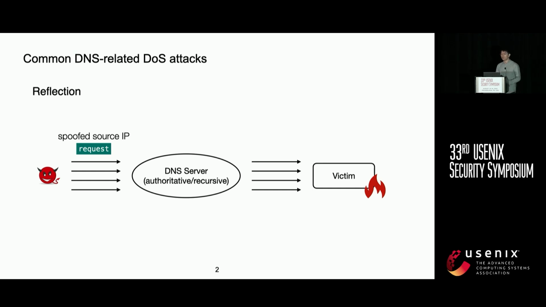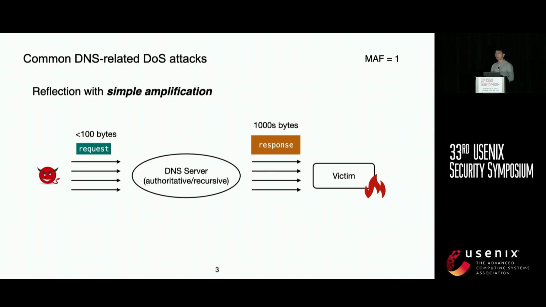DNS is frequently associated with denial of service attacks, right? The most common kind of attack is reflection, which exploits DNS requests with a spoofed victim IP address. Reflection attacks usually come together with amplification, in the sense that DNS responses can be much larger than requests. This is a simple form of amplification due to asymmetric message size, and there's no big difference between the number of messages from the attacker and the number of messages to the victim. So the message amplification factor is just 1.